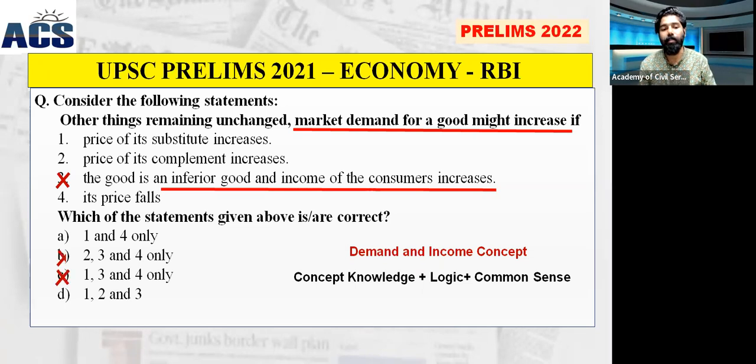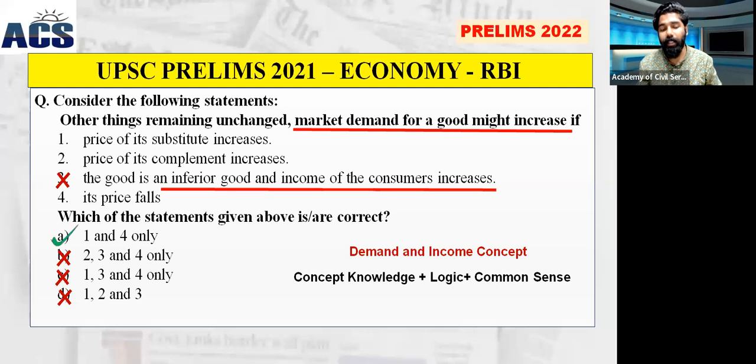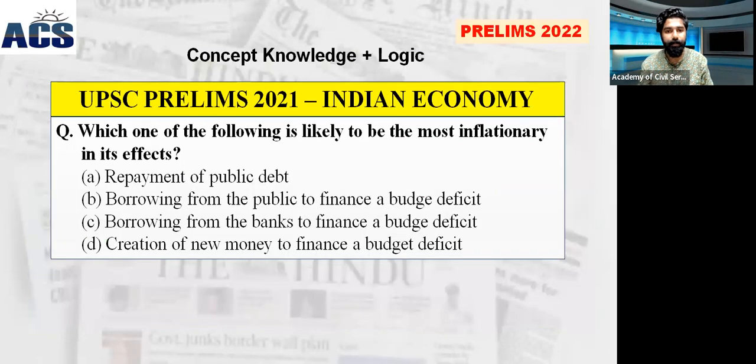If the third statement is wrong, we can directly eliminate option 3. Then finally we get options 1 and 4. 1 and 4 is the right answer to this question. Even though we couldn't confirm statements 1 and 4, by eliminating with the concept knowledge of demand and income, especially the inferior good, we got the right answer. So if you study the very simple concept well, you will get the answer to this question by applying your logic.